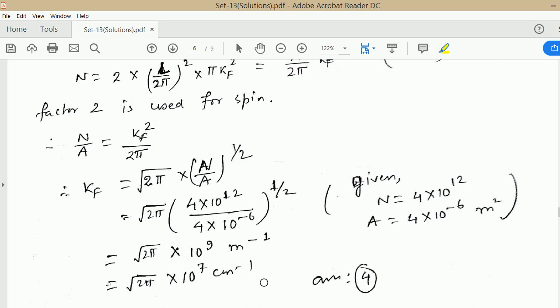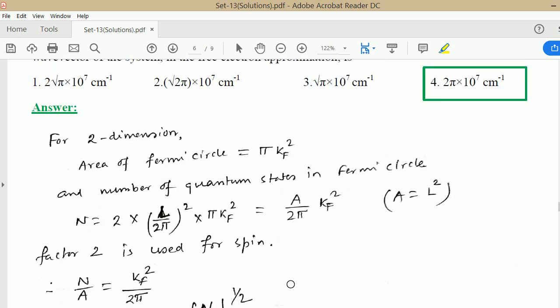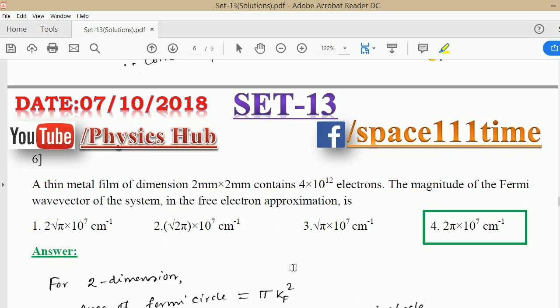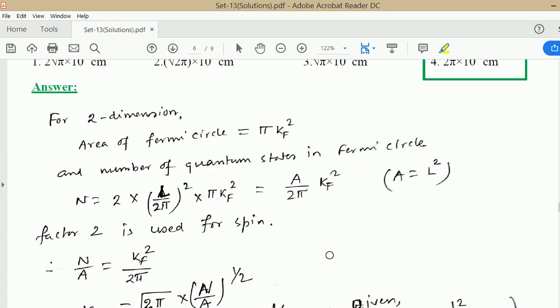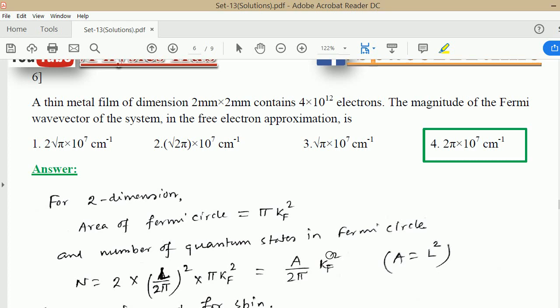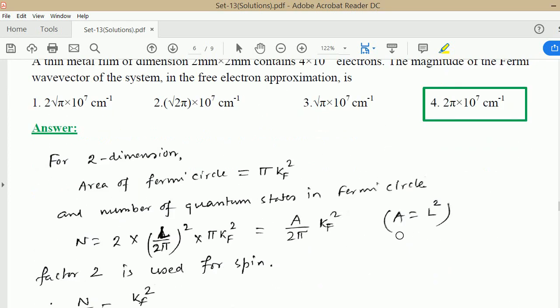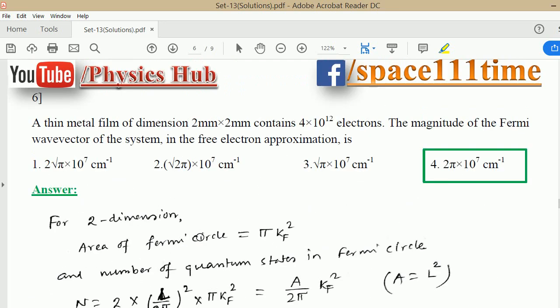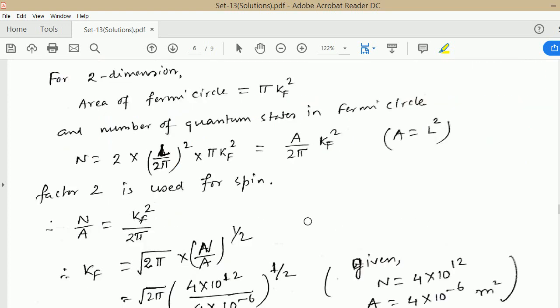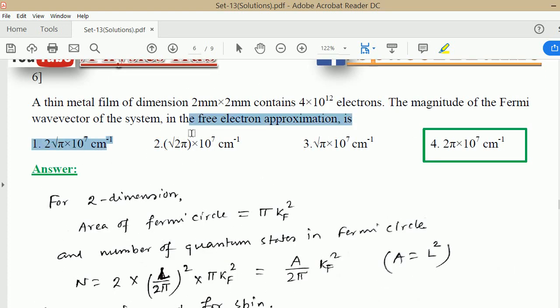If you convert it into centimeter inverse, we get 2 pi into 10 to the power 7 centimeter inverse. Sorry, I have shown the wrong answer here, but this is the correct answer, 2 pi into 10 to the power 7. So it is matching with option 2. Option 4 is not the option. Sorry for this. Option 2 is the correct option.